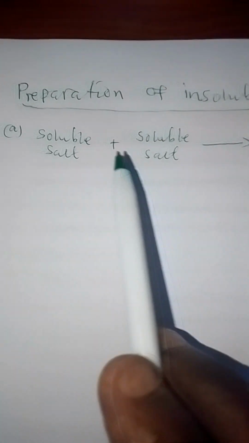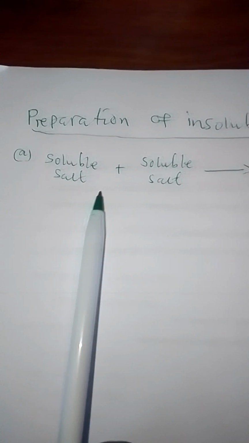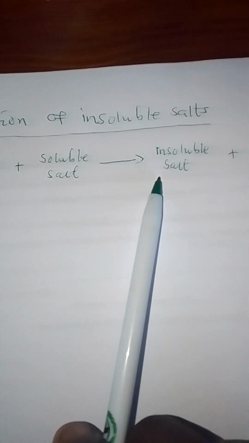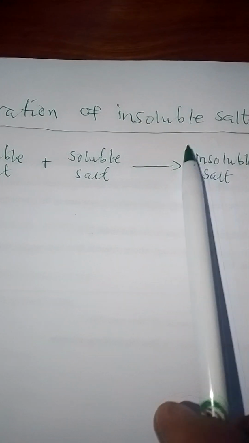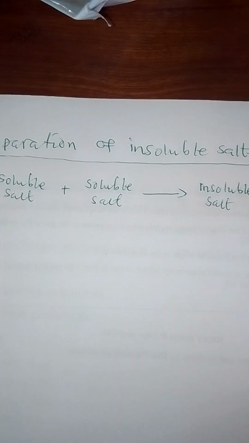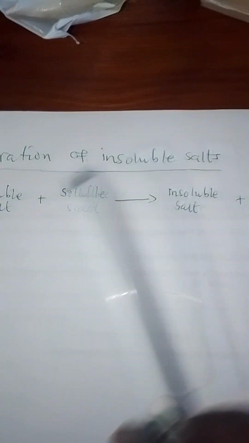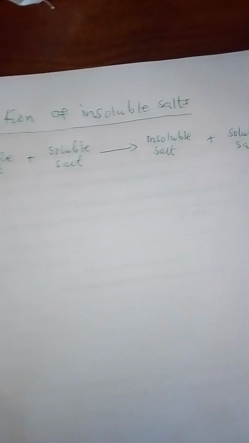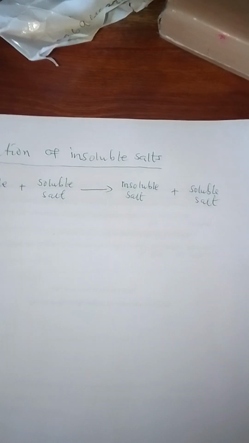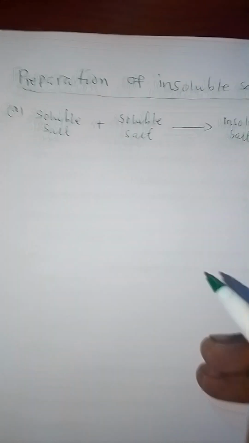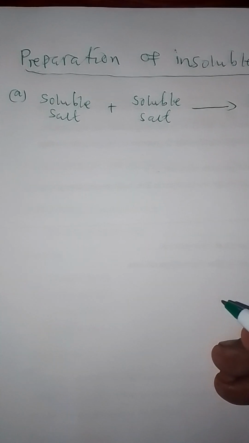Okay, so this is the first one, soluble salt plus any other soluble salt to give you an insoluble salt plus another soluble salt. Here, these are always mixed when they are formed. The soluble salt and the insoluble salt are always mixed. So you need to separate them using the filtration method. The soluble one will go through the filter. The insoluble one will remain as a residue. Okay? So a good example is this.